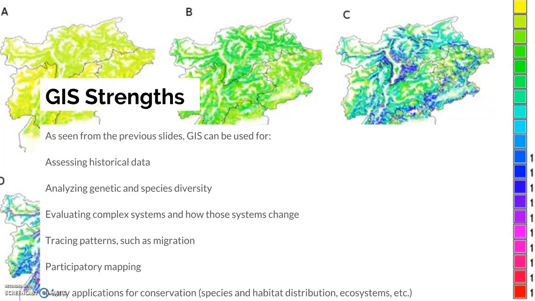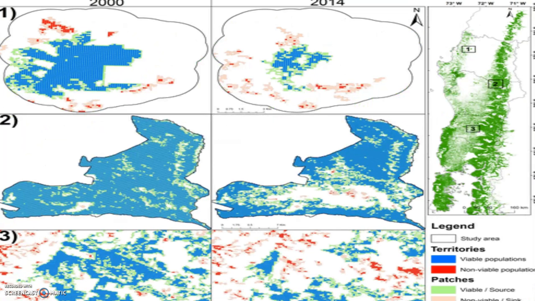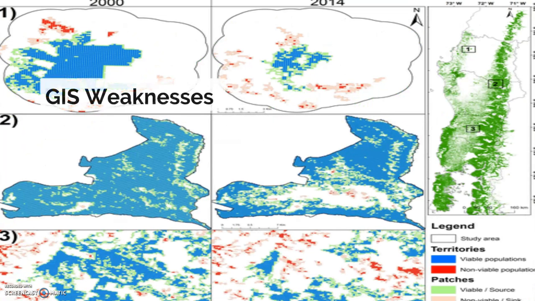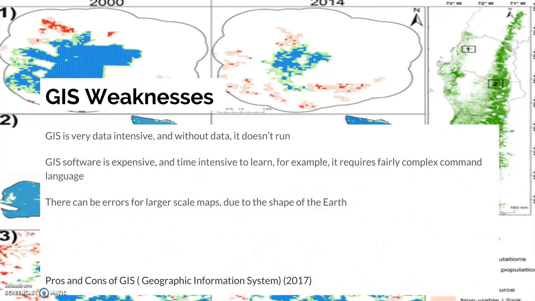Some of the ones that were talked about in these examples were looking at things like habitat and species distribution, looking at different ecosystems, things like that. Now there are some weaknesses that we need to consider with GIS as well. GIS is very data intensive. And without the data, it's not going to run, it's not going to give you anything. But if you have a problem that requires the incorporation of lots of data, this can be a very helpful tool.